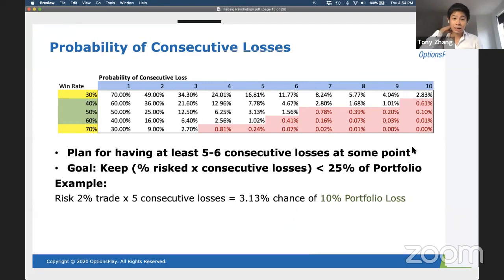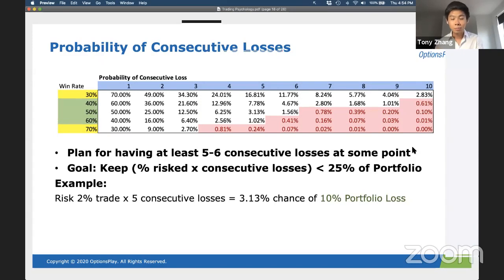Now, like I said, even if you stick to that 1 to 2% rule, that doesn't prevent you from trading 30 trades at the same time. So I want to talk a little bit about how you account for consecutive losses, because you can put on 30 trades that risk 2% each, and if all 30 trades go south, you've blown a 60% hole in your portfolio.